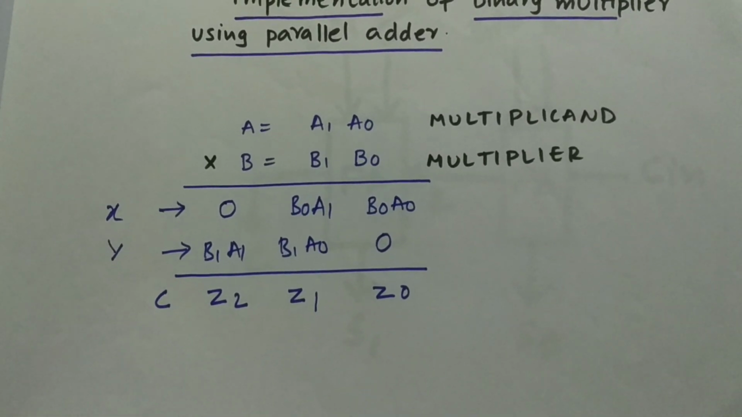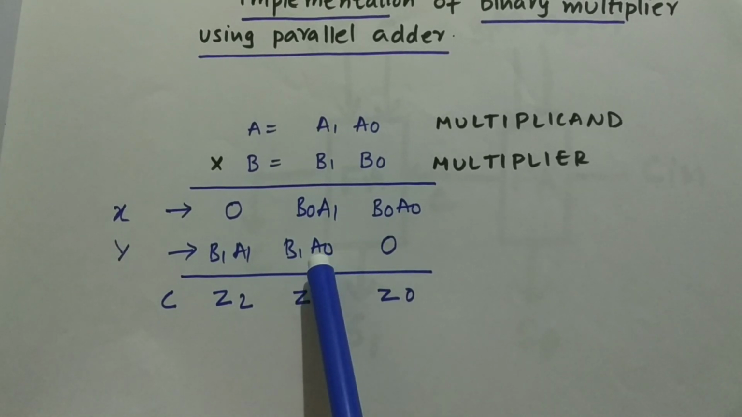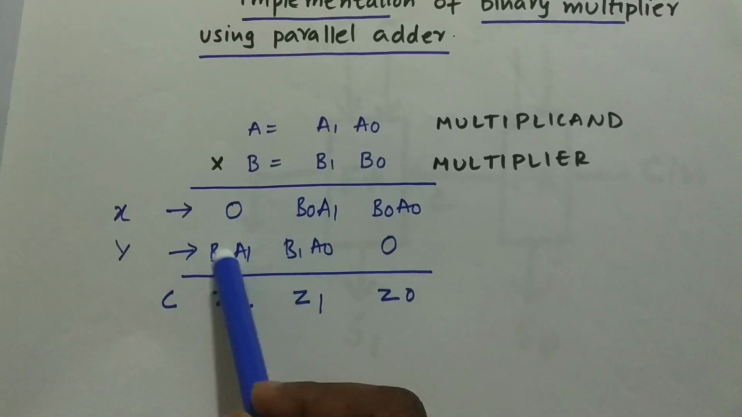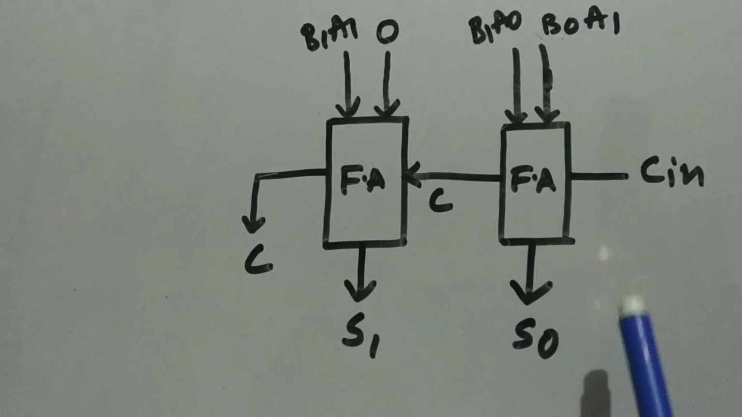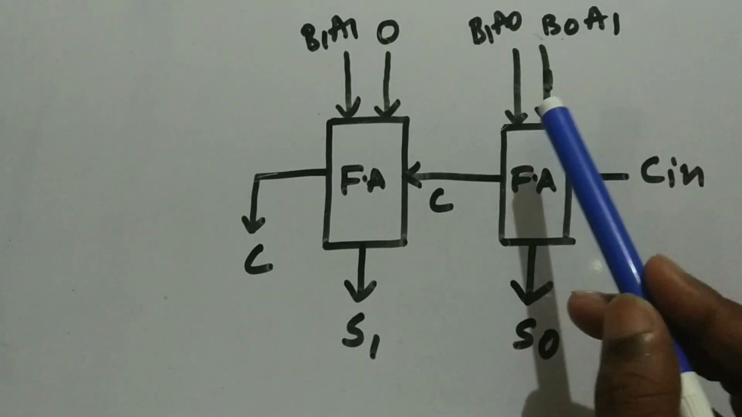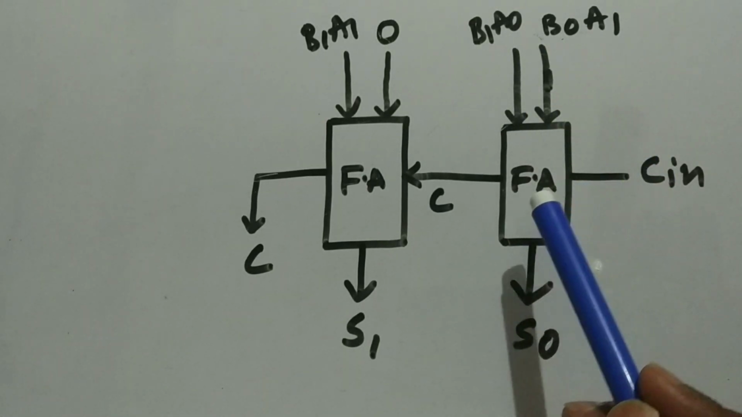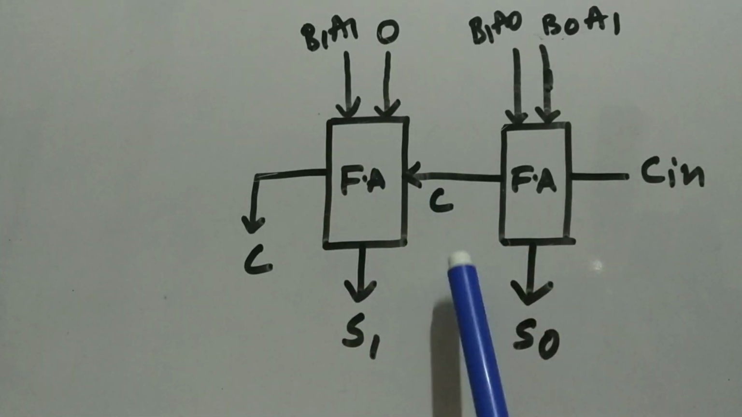Since we need to add these two terms, b0, a1, b1 and a0, I'm considering this 2 and this 2. We need to add this 2 and this 2. So as you can see over here, I have used the same terms b0, a1 and b1, a0. These are the z1 output terms. So we need to add them, and this carry will be propagated to this full adder and will be added with b1 and a1 if there is a carry.